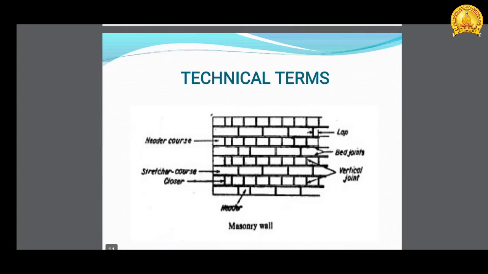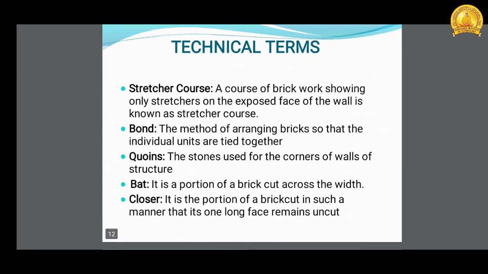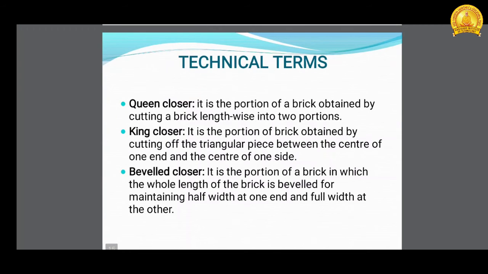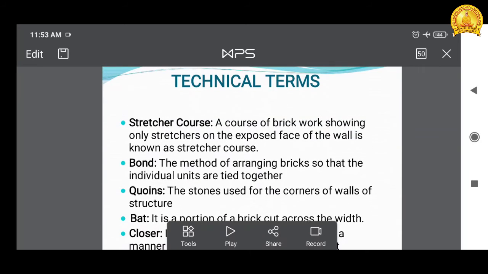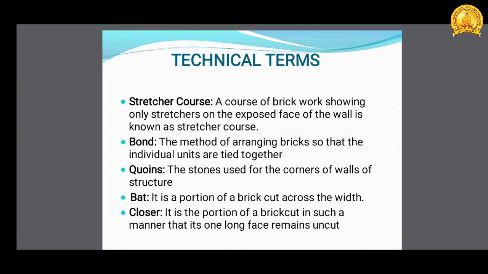Next one is technical terms used in brick. This is the figure showing the technical terms. The technical terms are stretcher course, bond, queens, bat, closer, also king closer, queen closer, and bevel closer. First one, stretcher course. A course of brickwork showing only stretchers on the exposed face of the wall is known as stretcher course. And bond is the method of arranging bricks so that the individual units are tied together.